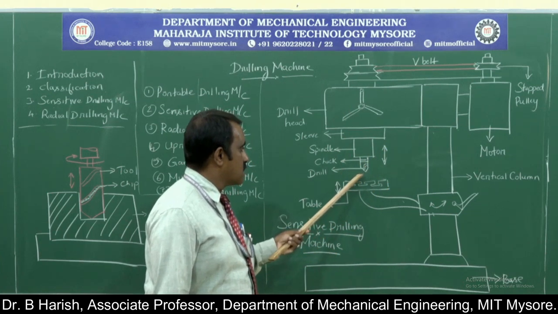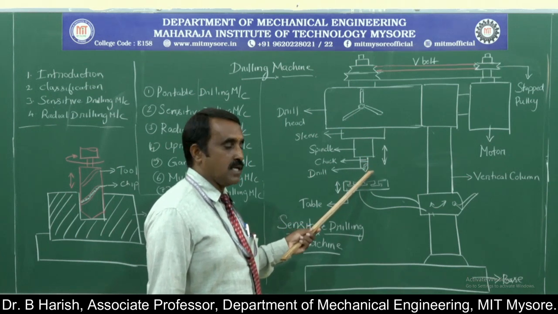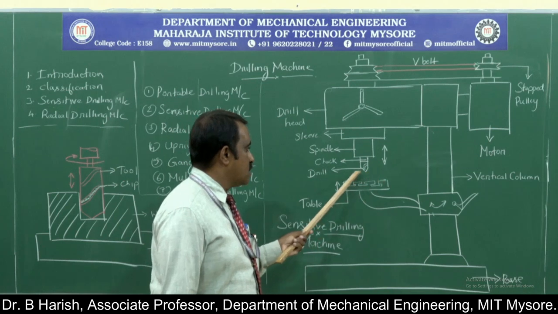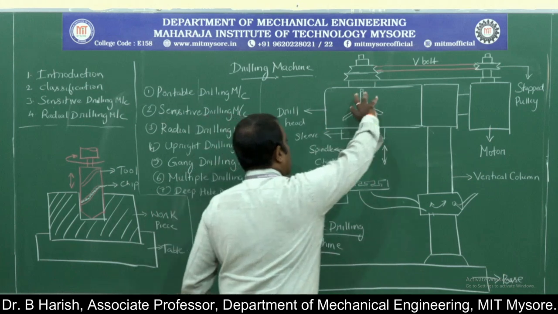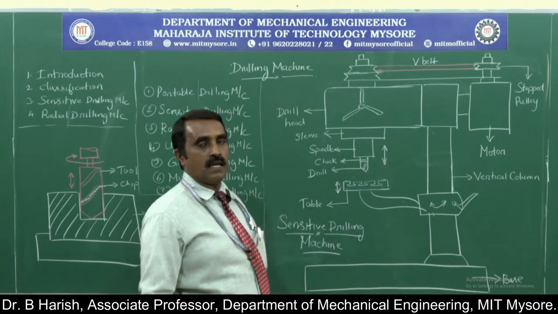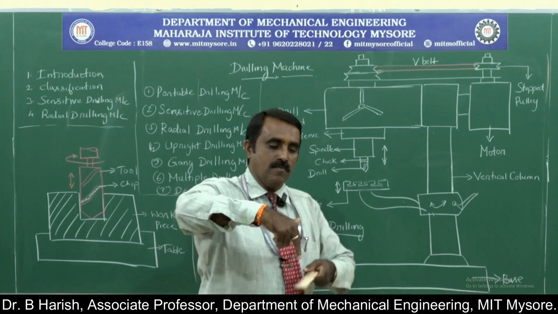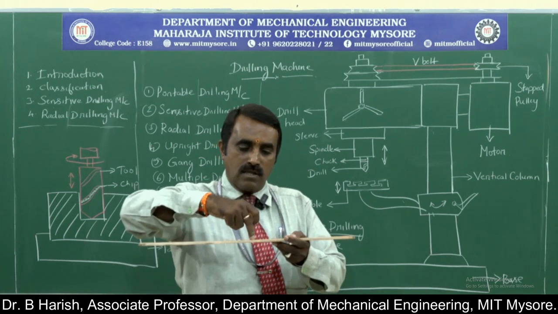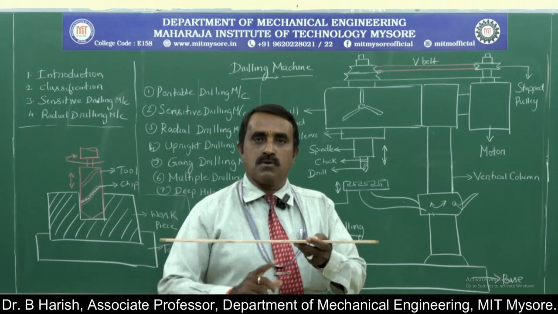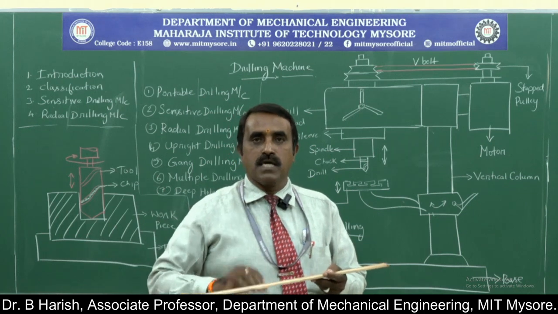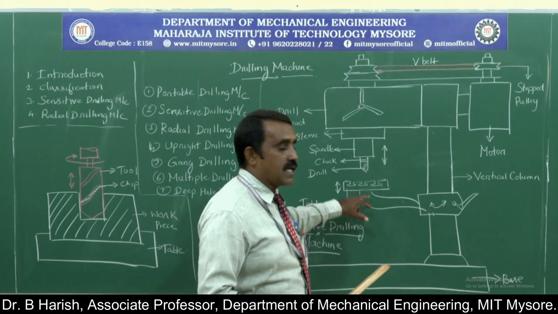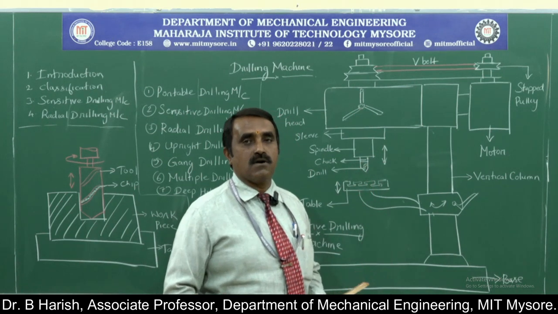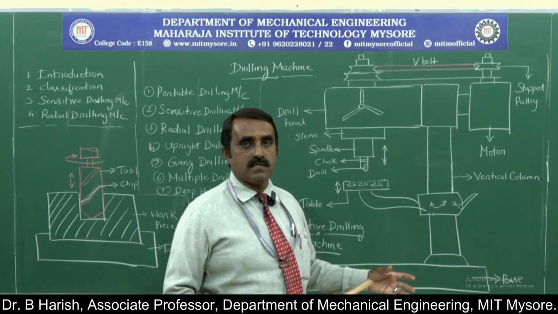As the spindle rotates, the drill bit connected to the chuck comes in contact with the job placed on the table. And as you rotate this lever to give the feed, the drill bit enters the job. If this is the job, it enters into the job through the hole. As you give the feed, you can sense the drill bit entering into the job. Hence it is called a sensitive drilling machine. You can sense or you can feel.